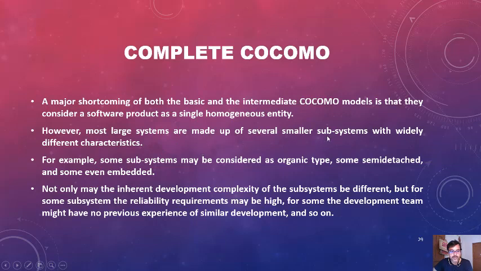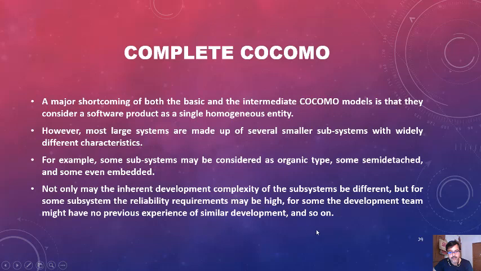In complete COCOMO, not only may the inherent development complexity of the subsystems be different, but for some subsystems reliability requirements may be high, and for some the development team might have previous experience of similar development. So in the complete COCOMO model, the cost to develop each subsystem is estimated separately, and the complete system cost is determined as the sum of the subsystem costs. This approach reduces the margin of error in the final system. Individually you apply the COCOMO model to different modules and then calculate the whole project's cost.